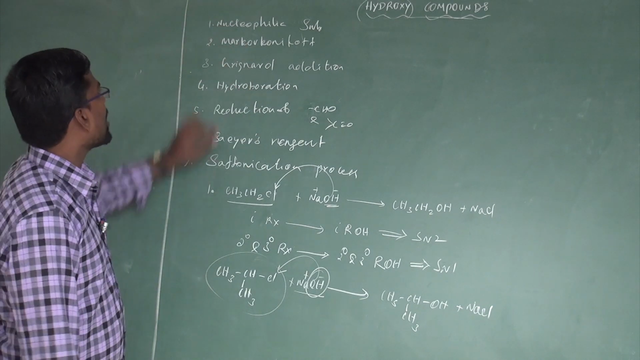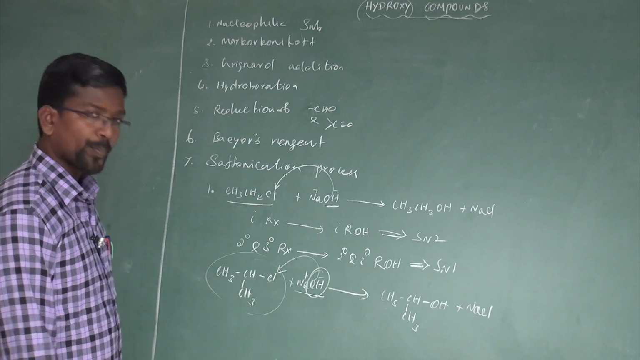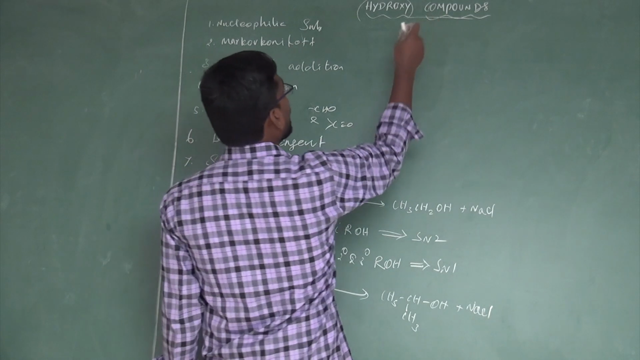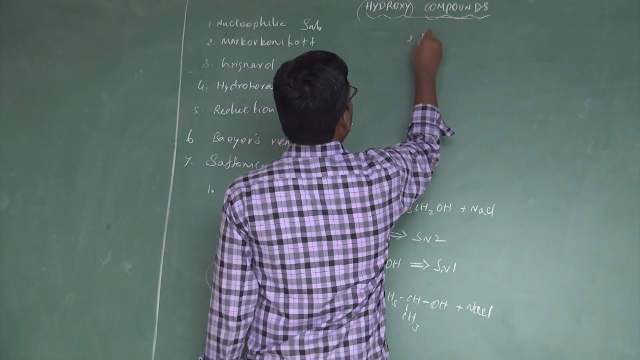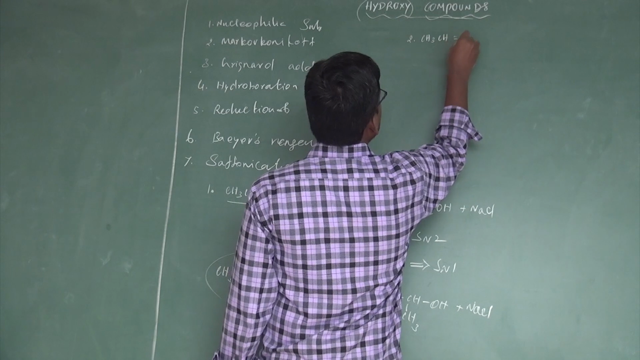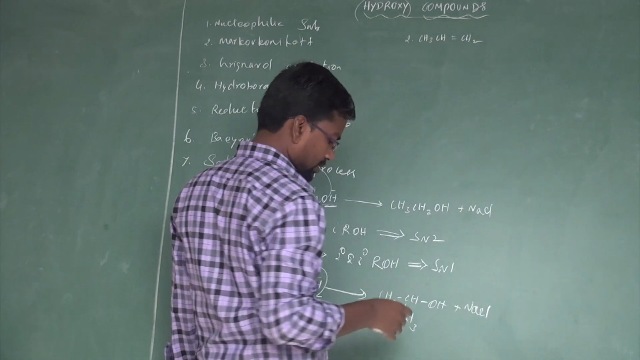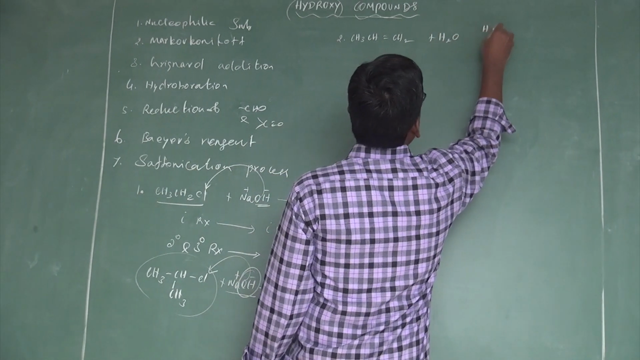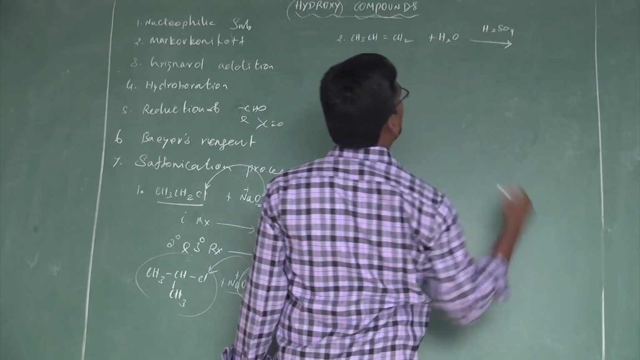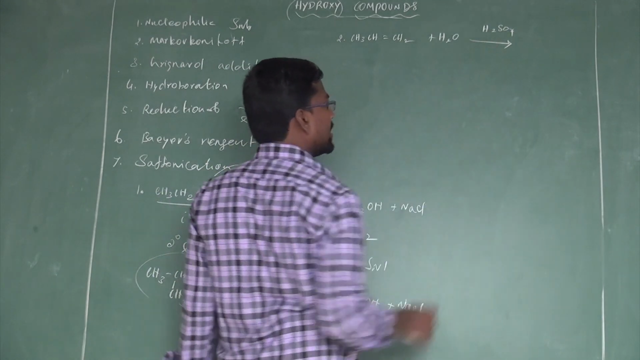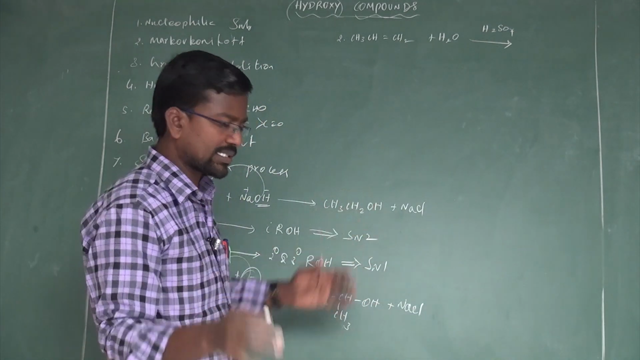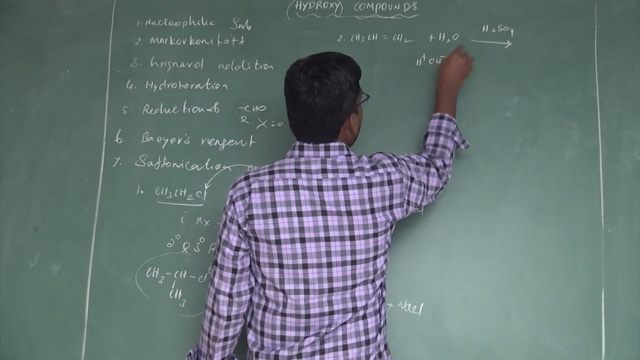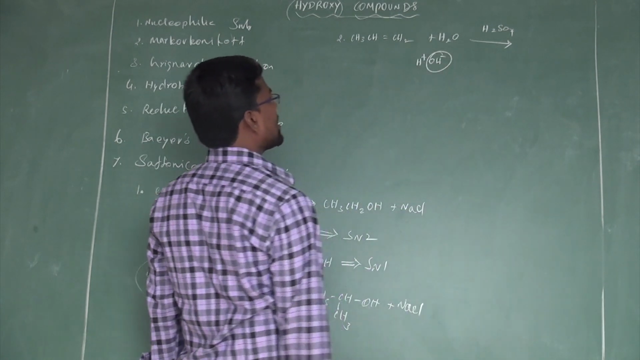Next one, Markovnikov addition reaction. Propene can be converted into n-propyl alcohol or isopropyl alcohol by the Markovnikov rule. Propene, CH3CH=CH2. The propene reacts with H2O in the presence of sulfuric acid, H2SO4. The sulfuric acid is used to dissociate the water molecule. The water dissociates to form H+ and OH-. OH- is a nucleophile.